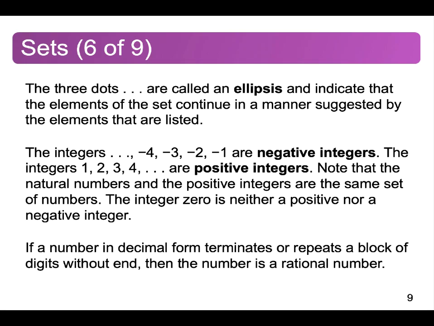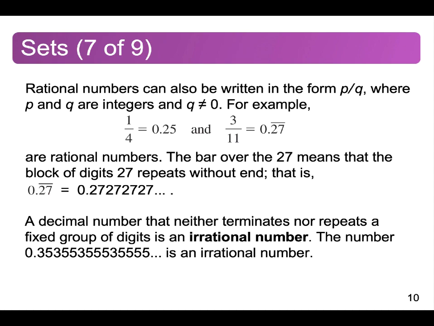If we wanted to show that the positive integers were continuing on, we could do 1, 2, 3, 4, and then ... telling us that you're just going to keep going in the same pattern. Earlier, I spoke about rational numbers. These rational numbers are basically any number that can be written as a fraction.